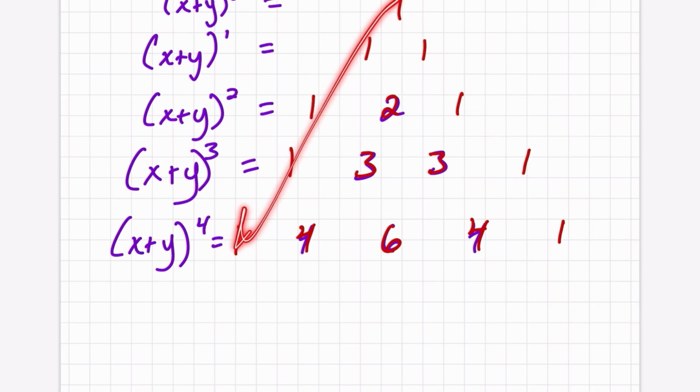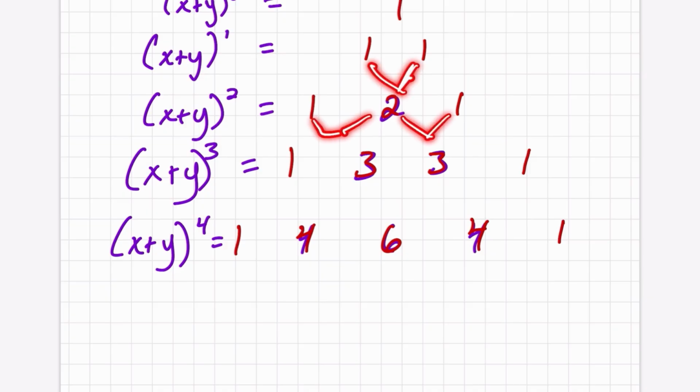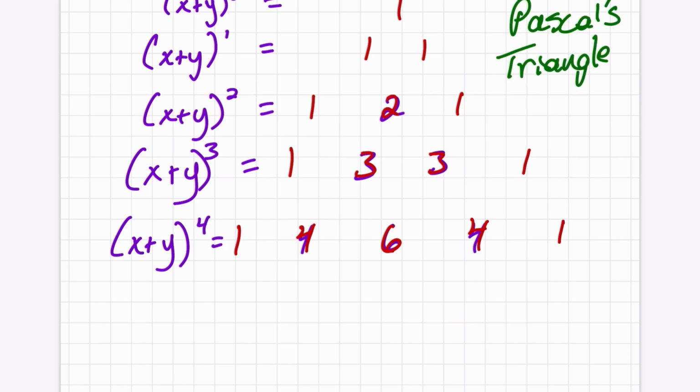You'll notice you got 1s all down the sides. So the way that you would get the 2 is you can add the 2 numbers above it. And then the 1 plus the 2 gives you the 3. The 2 plus the 1 gives you the 3. 1 plus 3 gives you 4. 3 plus 3 gives you 6. 3 plus 1 gives you 4. But we can easily write down the next row of Pascal's triangle, and that would be 1, 5.